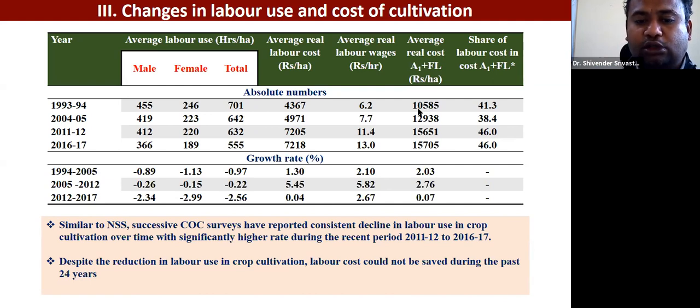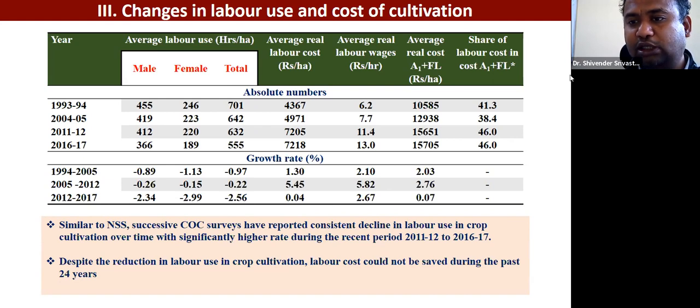Okay, so this is one phenomenon which is taking place, that although labor use in physical terms is declining, labor cost is still increasing over a period of time. It means that we are facing a problem of economic scarcity of labor, because real labor wages are increasing at a significantly higher rate as compared to the decline in labor use because of farm mechanization or something.